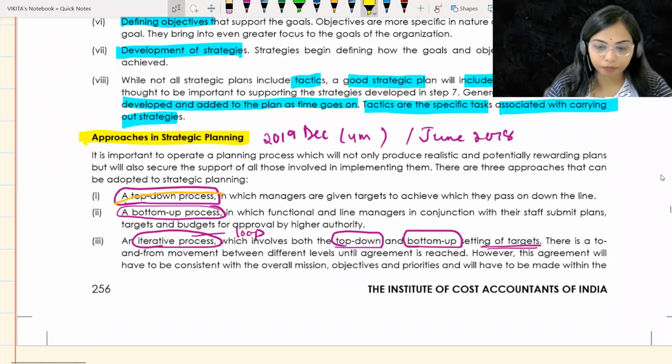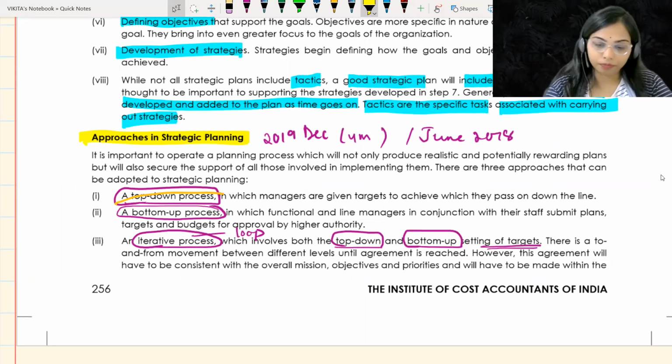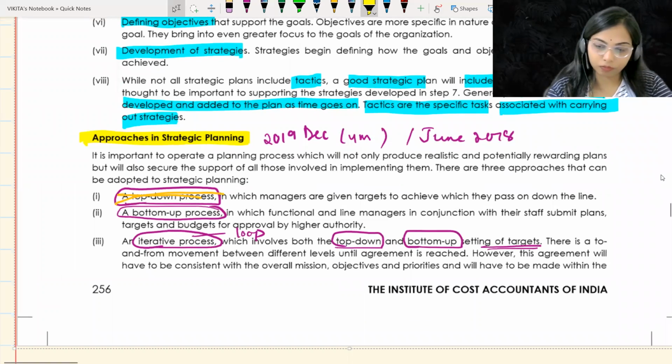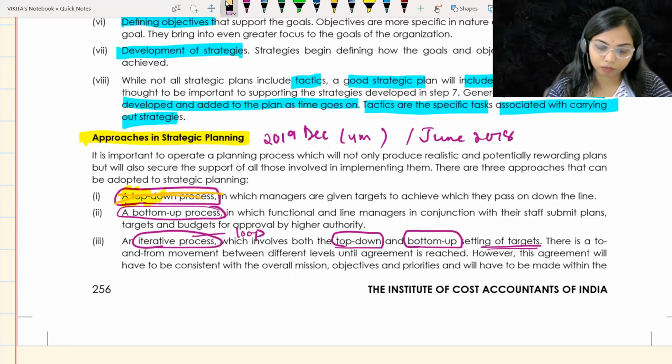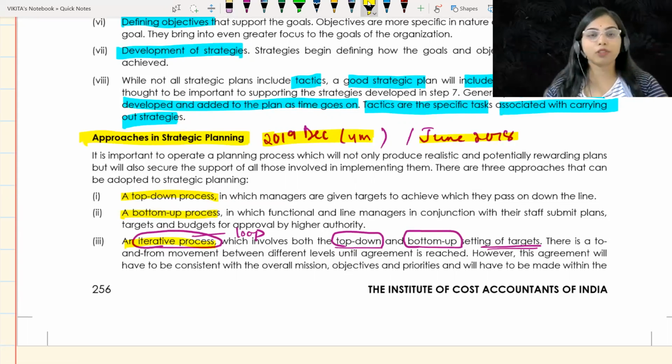Top down process, bottom up process, and iterative process. Important question. In 2019 they have asked, in 2018 they have asked. They can ask you simply what is the top down process.